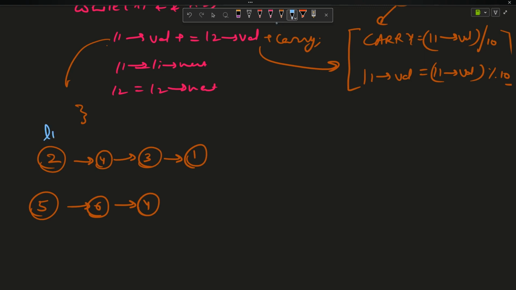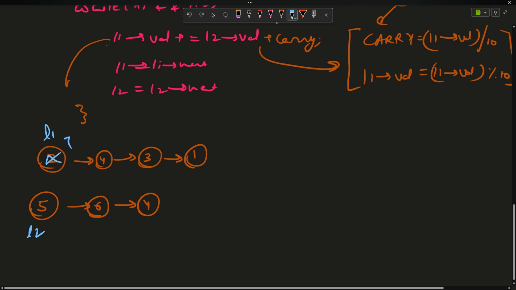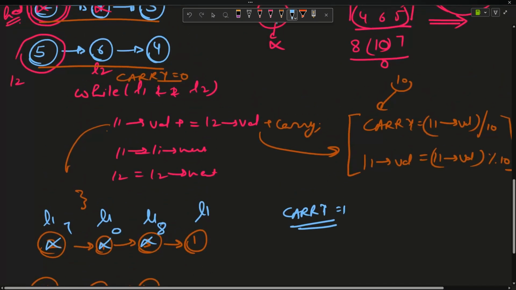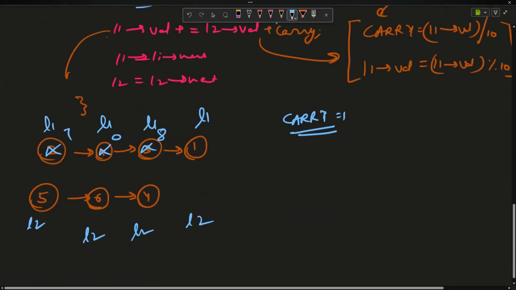How? My L1 is here, my L2 is here. In the first operation, I convert this into 7. L1 moves here, L2 moves here. In the second operation, I convert this into 0 and make my carry 1. In the third operation, L1 moves here, L2 moves here. 4 plus 3 gives me 7, but I will have to add my carry also. This will become 8. Now L2 comes here, L1 comes here. Because we are moving our loop only when both of them are not null, the loop will break.